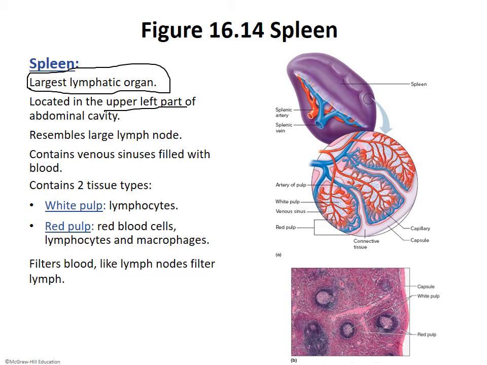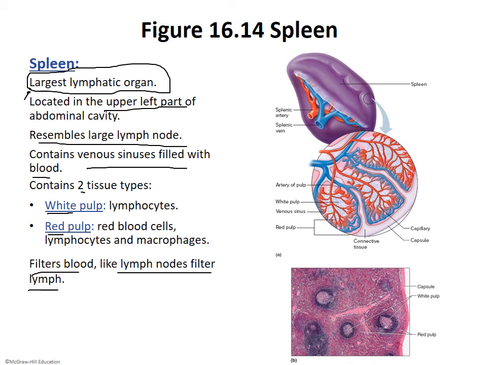We do need to know that it is, like I said, the largest lymphatic organ, and it resembles a lymph node, oddly enough. It is going to have venous sinuses filled with blood. This spleen, the largest lymphatic organ, is basically a lymph node for blood. And it says it down here at the bottom: filters blood like lymph nodes filter lymph. And it's going to have two types of tissue. And people always get this messed up. It's got white pulp and red pulp.